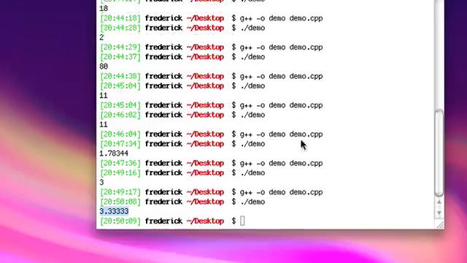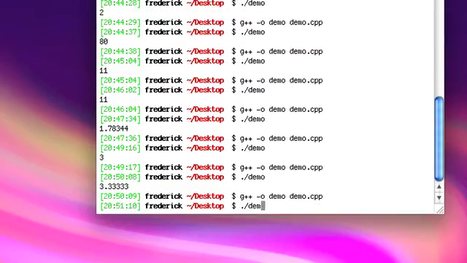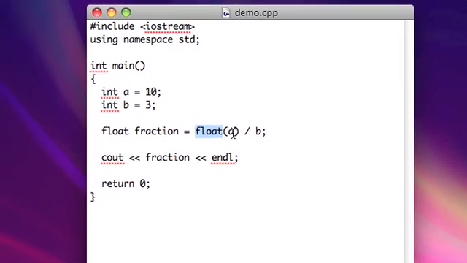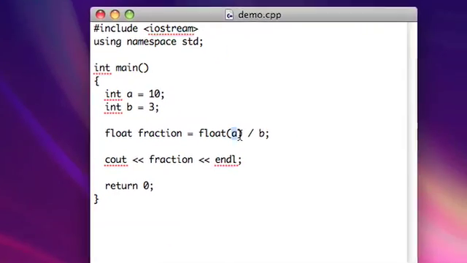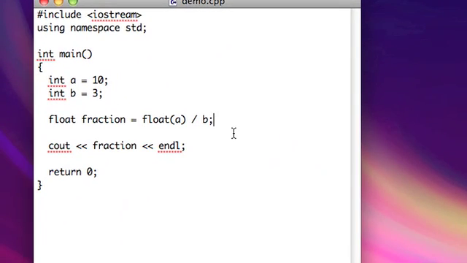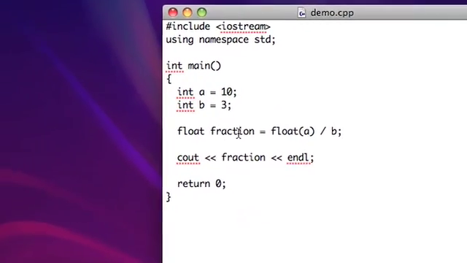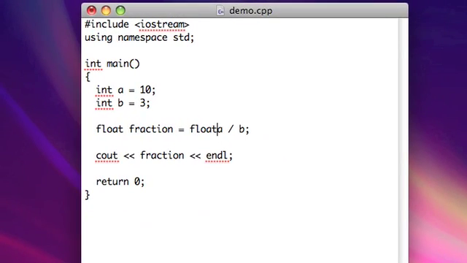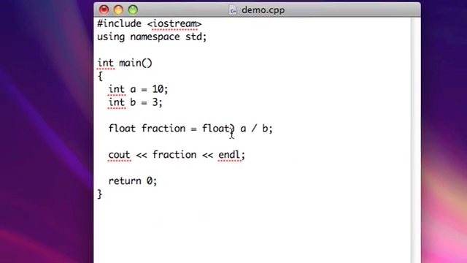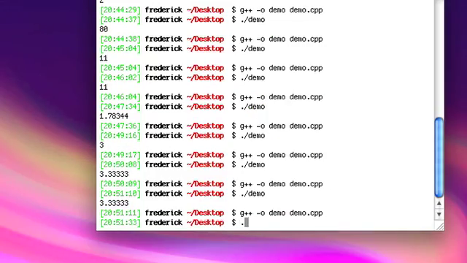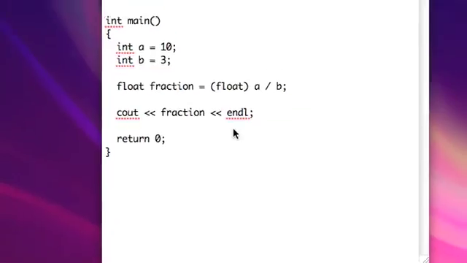So as you see, if we go ahead and compile and run this, you're going to see we're getting 3.333, and that's because we're converting this a, this integer, to a float for the purposes of this mathematical expression. And that's going to give us a floating point number back into fraction. You can also see this written in parentheses like this, (float) a over b, and that should have the same result, 3.333.